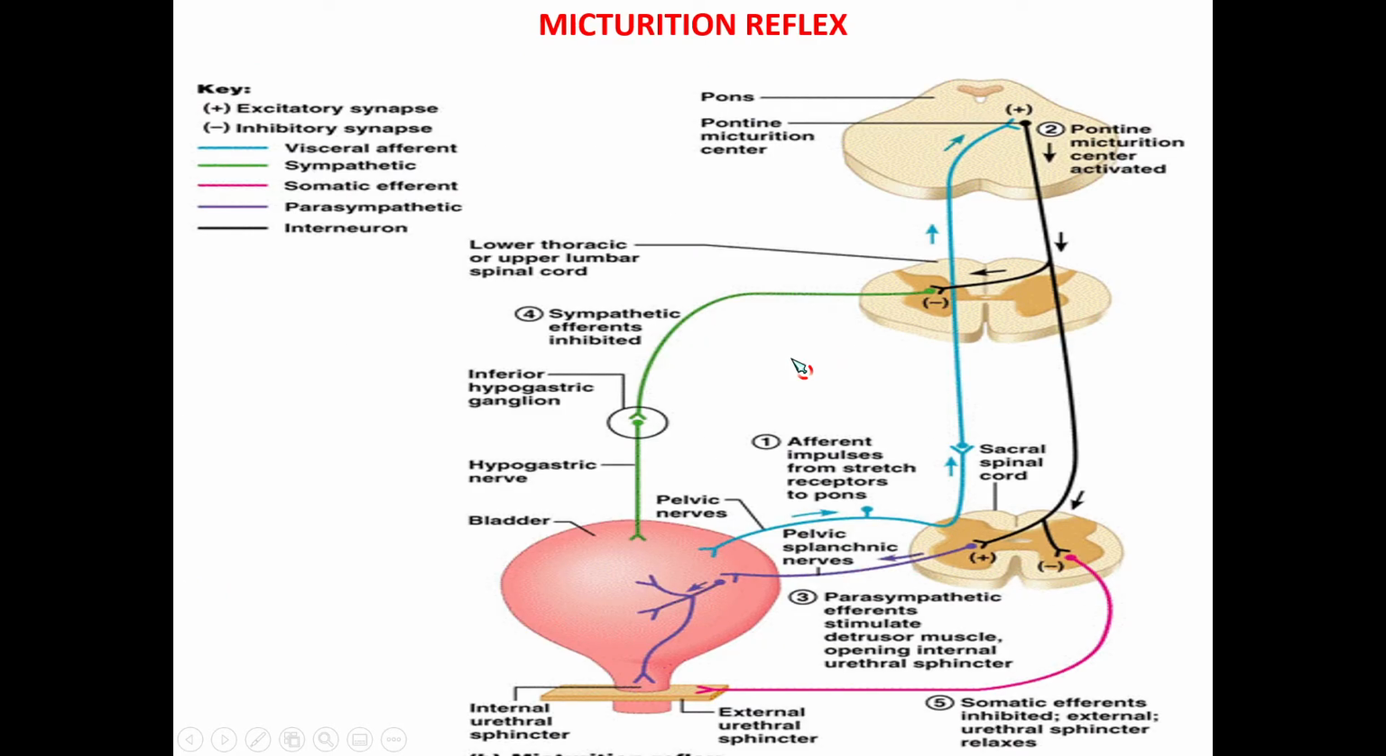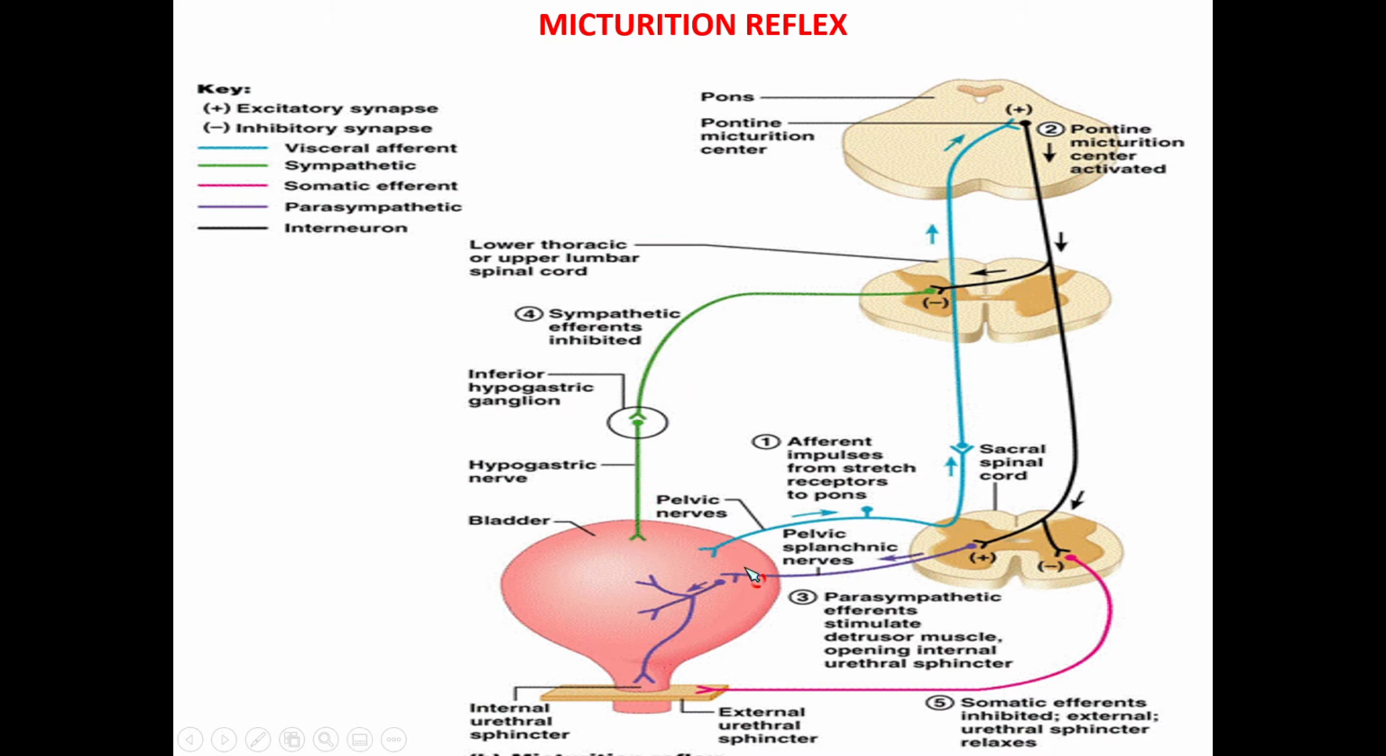Now the micturition center. This diagram is very important. Here is the diagram of the bladder and the urogenital diaphragm. Here you have got the external urethral sphincter. Above that you have got the internal urethral sphincter, and these are the sympathetic nerve supply, the hypogastric nerves. The greenish one is the sympathetic nerve supply, and this is known as the hypogastric nerves.